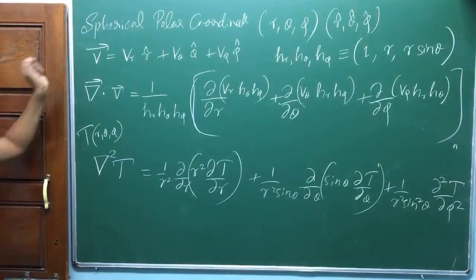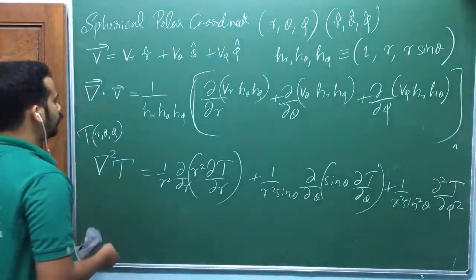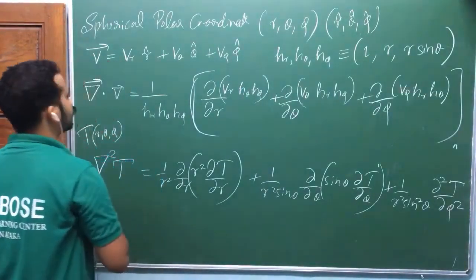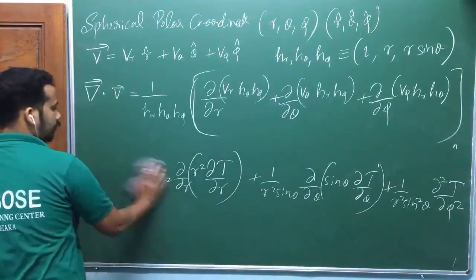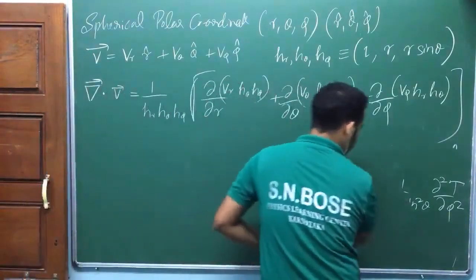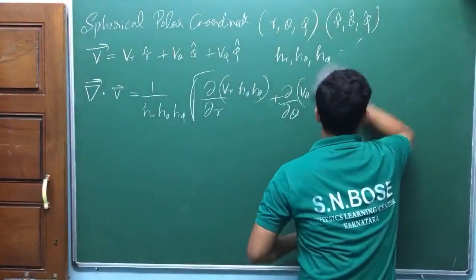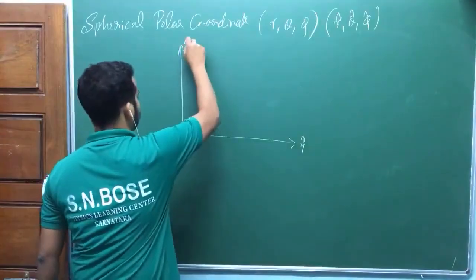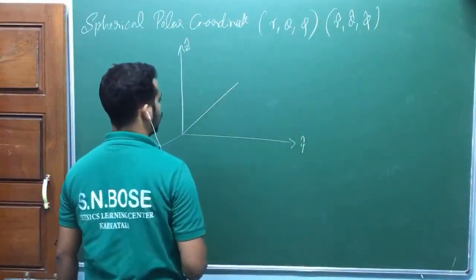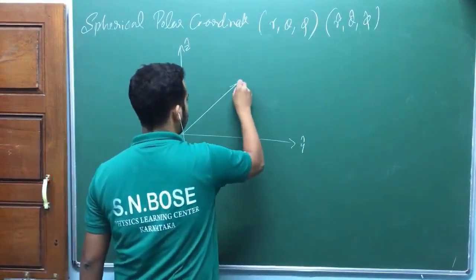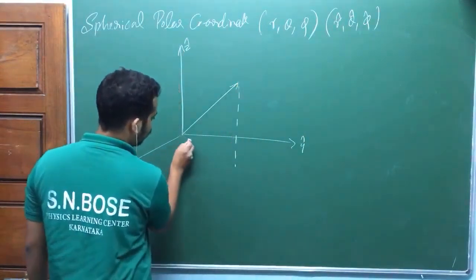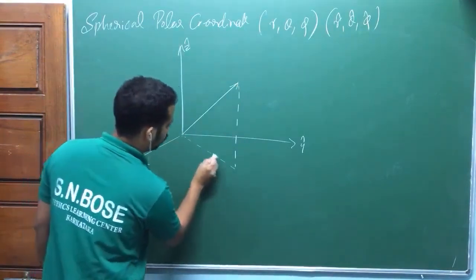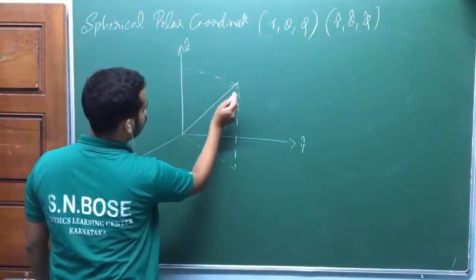Is that okay? Now we shall go back to what these unit vectors are. This is a very important part. Z cap, okay, R, is that okay?